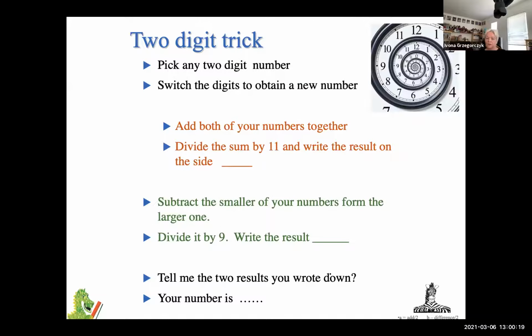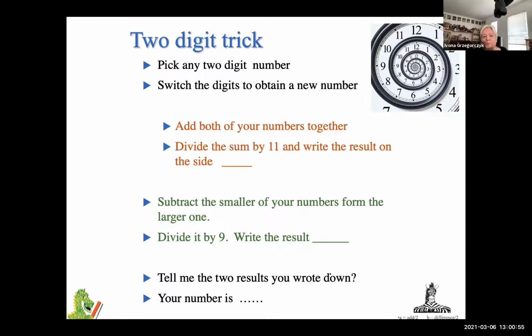Now, how about we try to do a trick with a two-digit number? Okay, so pick any 2-digit number. Look, positive natural number. I mean, no pi's, no e's, and so on. I want a 2-digit number. Okay, pick any 2-digit number. Now switch the digits. So you'll have two-digit numbers. So say if you have 27, you have 72, or something like this. Switch these two numbers.